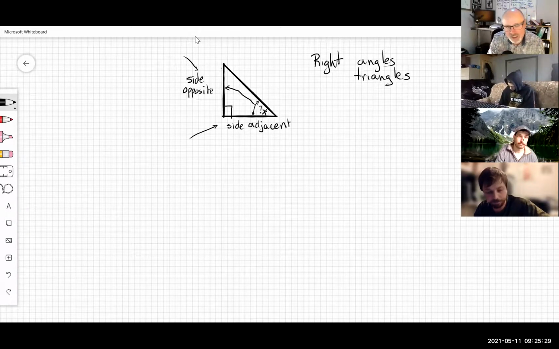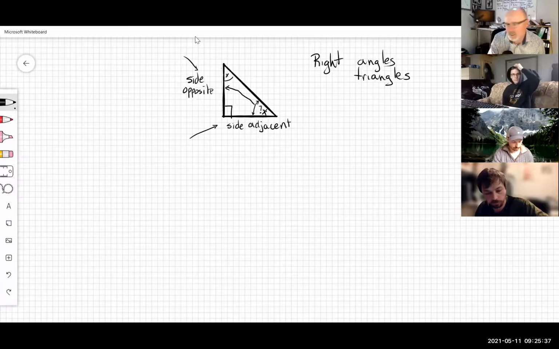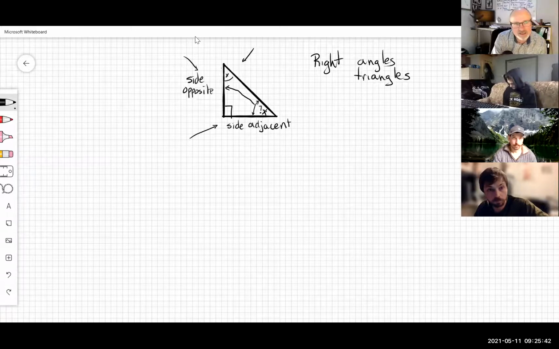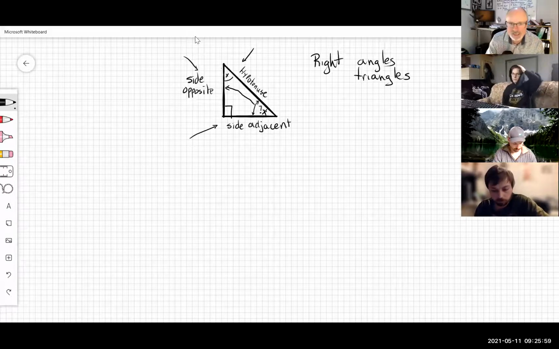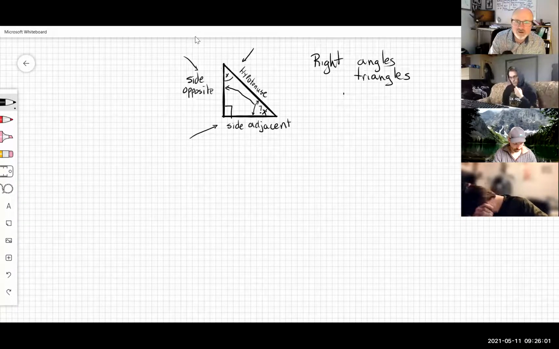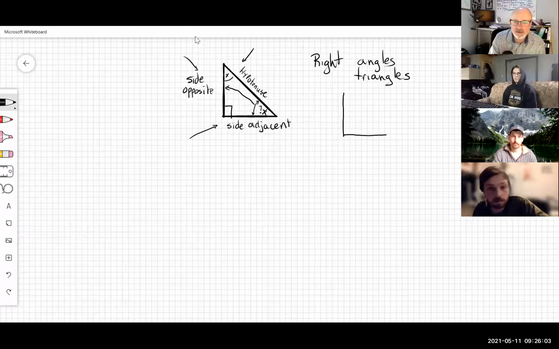And now these two can be interchangeable depending if I'm talking about this angle or this angle. This line in a right angle triangle is called the hypotenuse. So we use this terminology often, and I will use it quite a bit as we go through trigonometry.